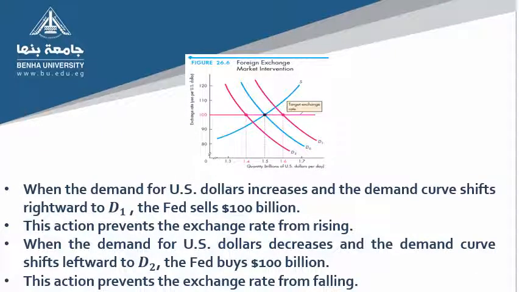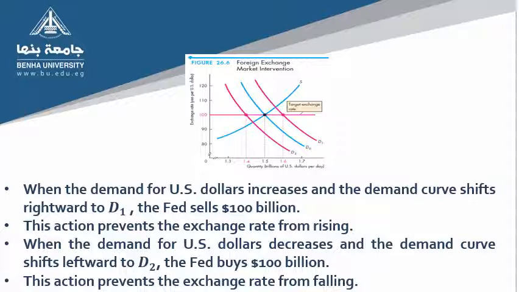This figure shows the Fed's intervention in the foreign exchange market. The supply of dollars is S, and initially the demand for dollars is D0. The equilibrium exchange rate is 100 yen per dollar. This exchange rate is also the Fed's target exchange rate, shown by the horizontal red line. When the demand for United States dollars increases and the demand curve shifts rightward to D1, the Fed sells $100 billion. This action prevents the exchange rate from rising.